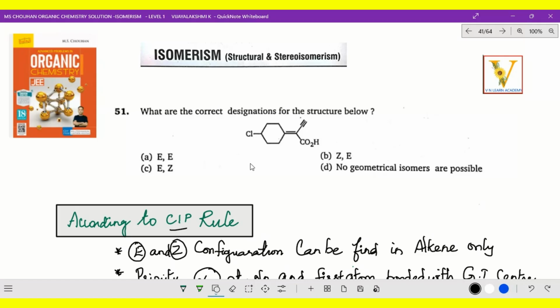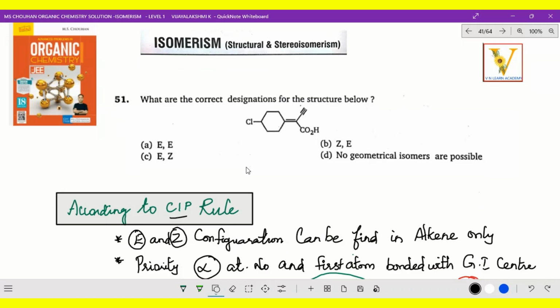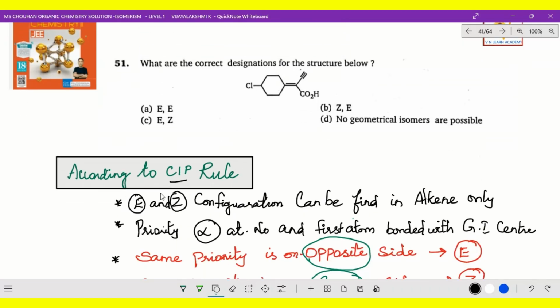The CIP rule tells about E and Z configuration. Already you know about RS configuration, how to identify it through the CIP rule. In the same way, those three great persons have given this rule also. The CIP rule tells how to identify E and Z configuration. E and Z configuration can be found in alkenes only. So alkene, C double bond C. You can find it in that only.